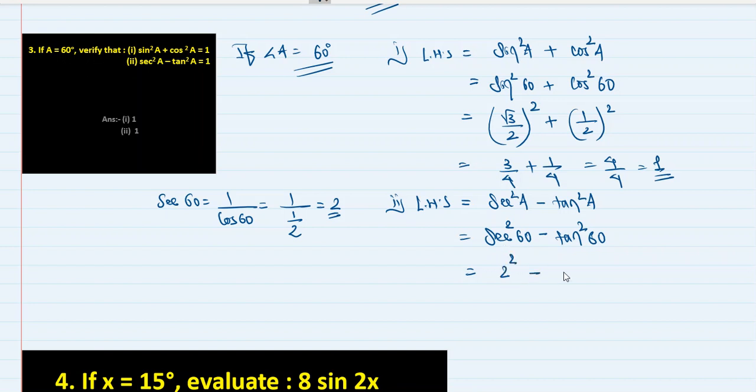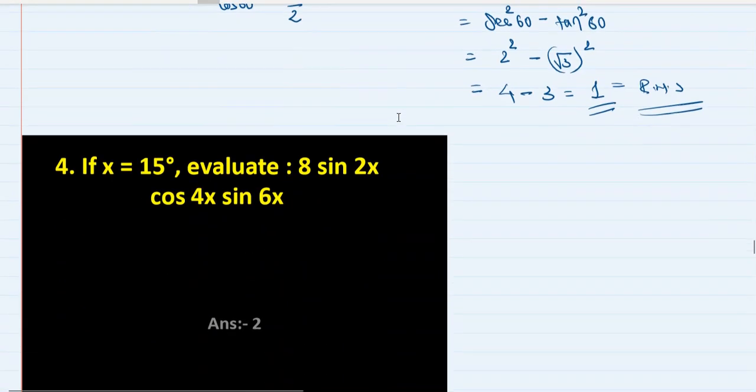So 2 square minus tan 60. Tan 60 is root 3 square. So 2 square is 4 minus root 3 square is 3. So 4 minus 3 is 1. Simple. So we verified that LHS is equal to RHS in both the cases. Easy. Let's go to the next question.